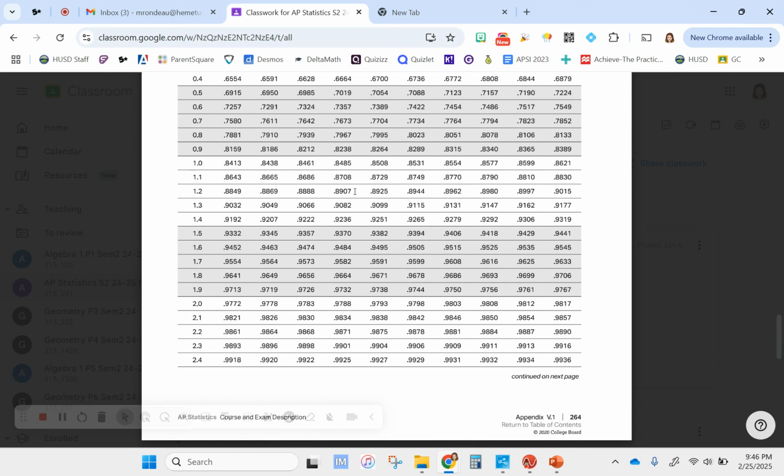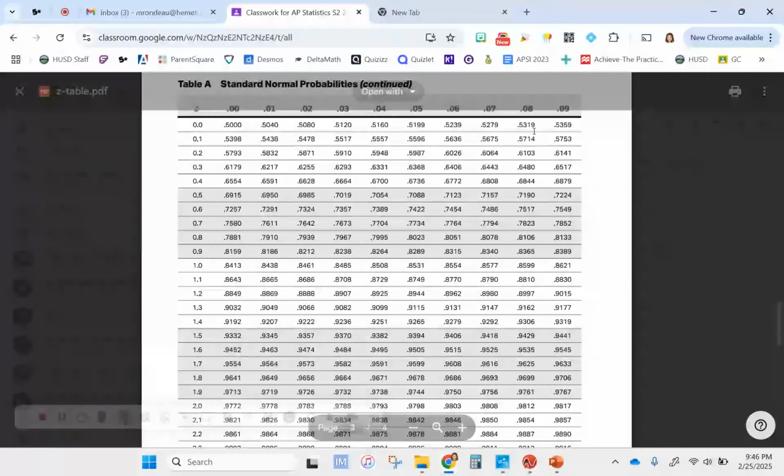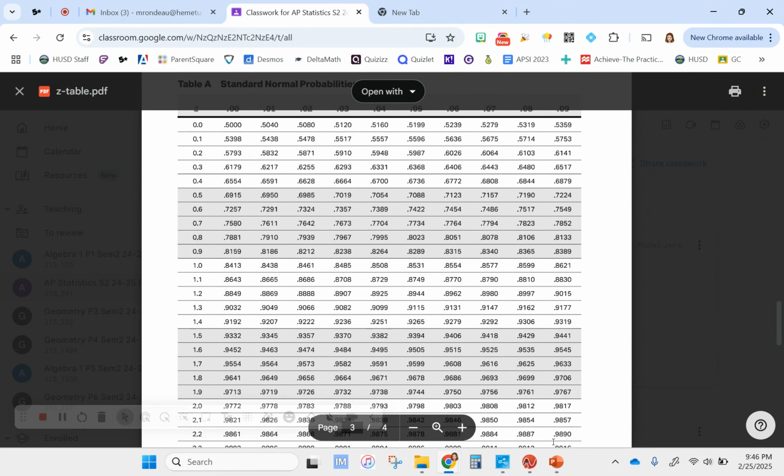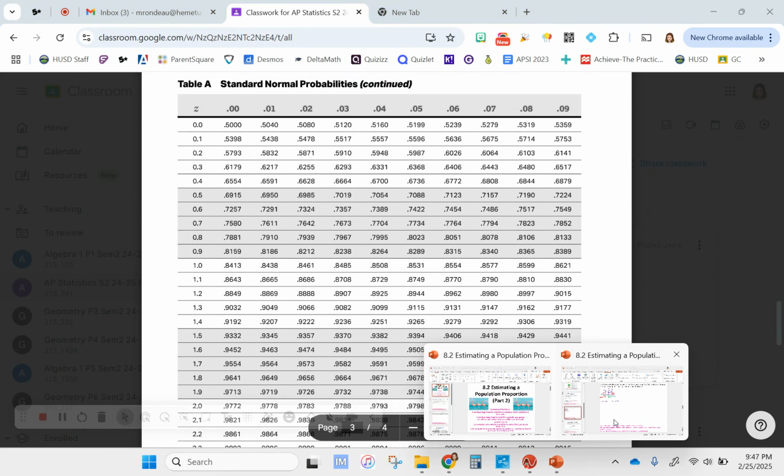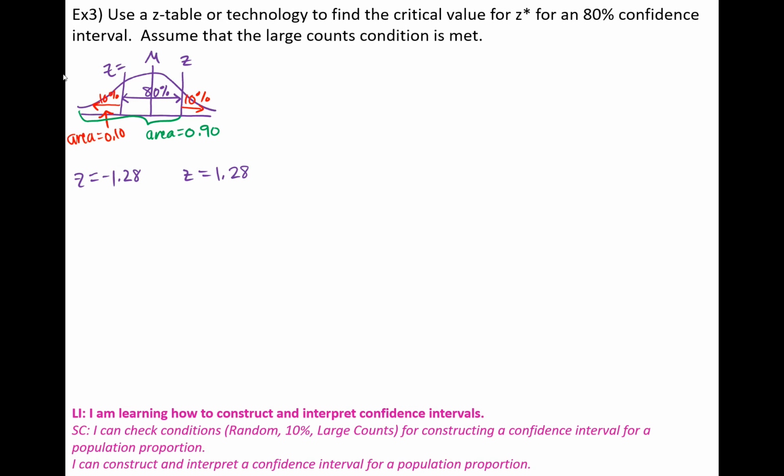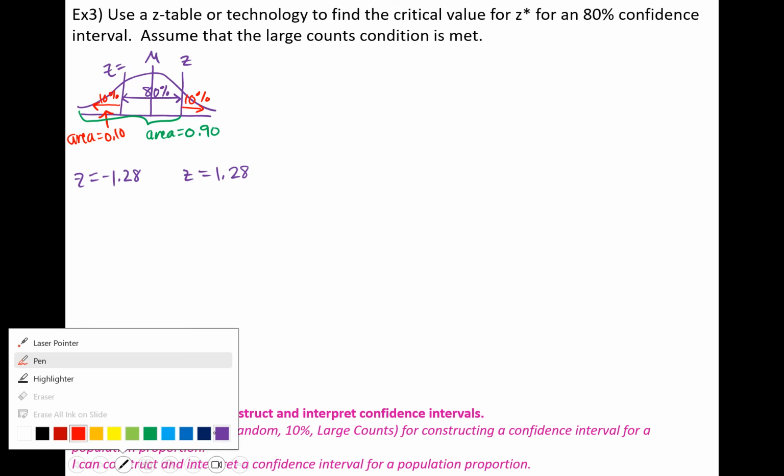Looks like right about here, we have 0.8997 and we have 0.9015. It looks like this 0.8997 is a little bit closer, so that is 1.2. And then if I follow this up to the top, 8, which matches what we already said in our notes. So again, that positive, that's where that positive 1.28 came from.